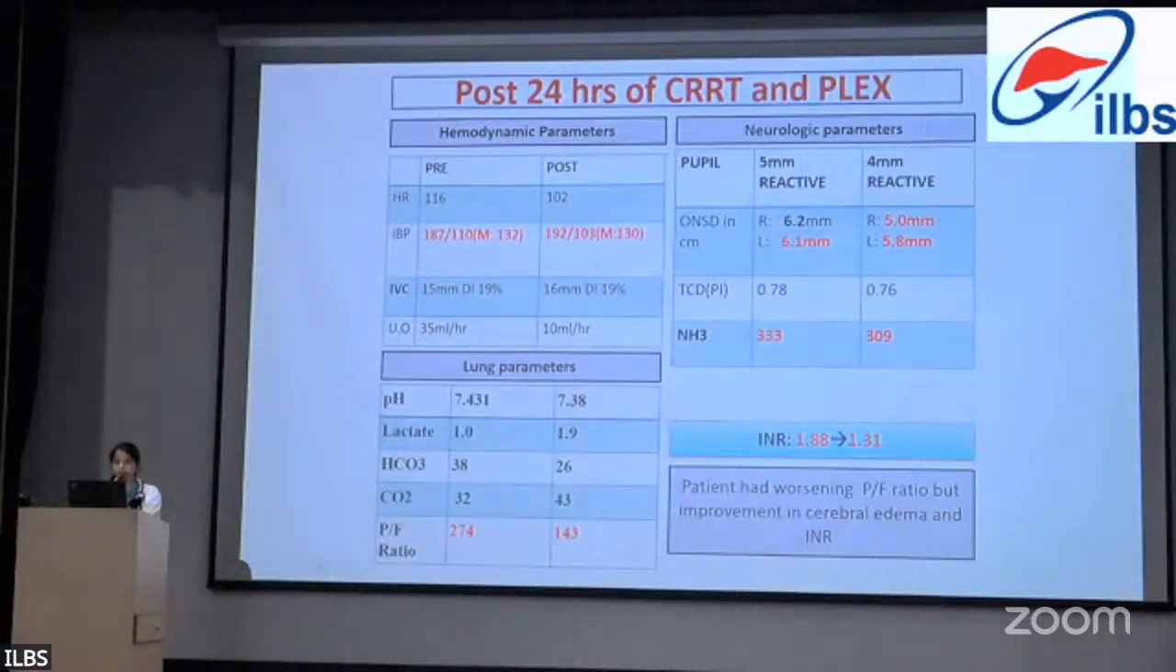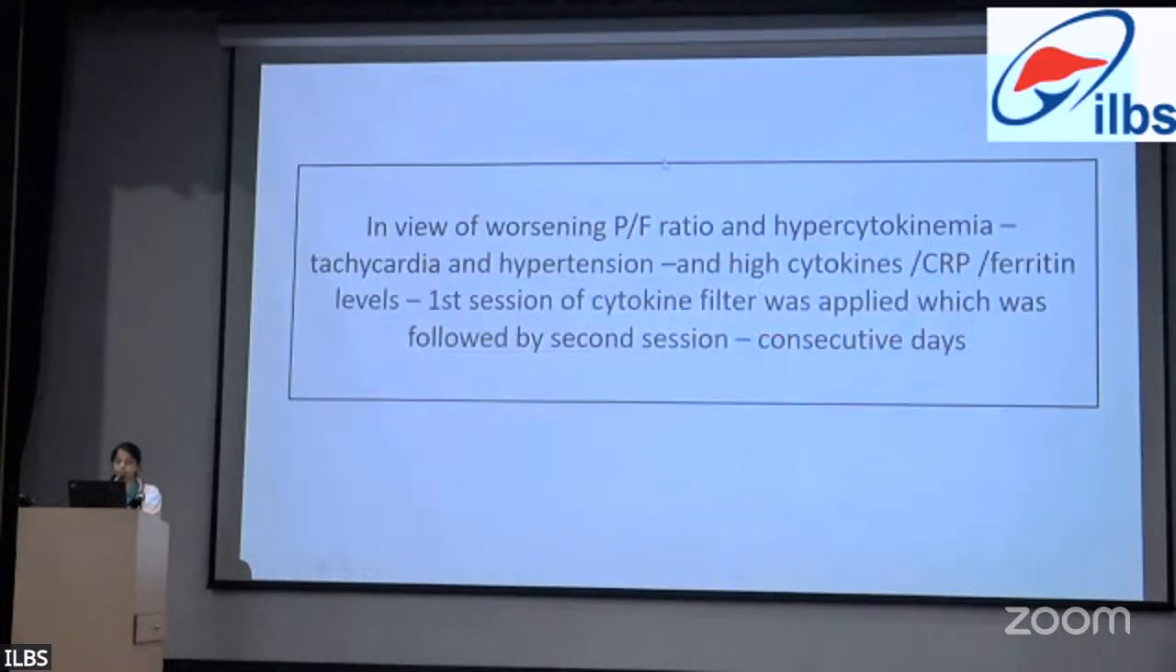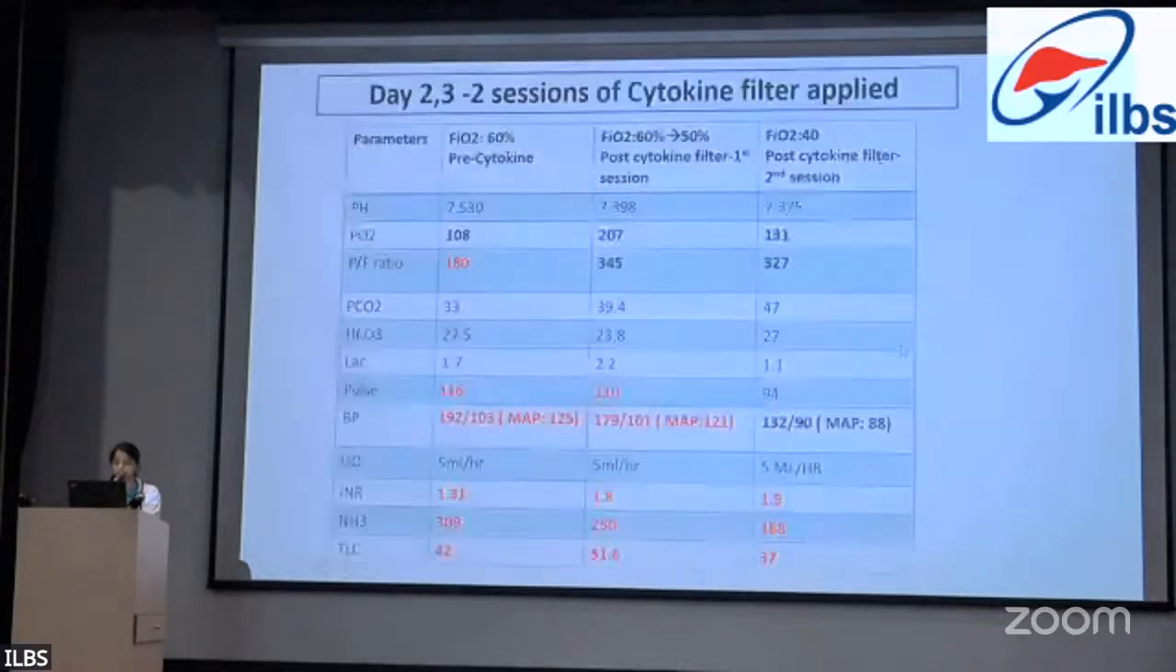Post 24 hours of CRRT and Plex, patient had worsening PF ratios, but there was improvement in cerebral edema and INR. So his MAP was 130. His urine output had dipped, PF ratios were worse, and INR and ammonia were showing improvement gradually. So in view of worsening PF ratios and hypercytokinemia, tachycardia and hypertension, high cytokine CRP ferritin levels, first session of cytokine filter was applied, which was followed by a second session on the consecutive day.